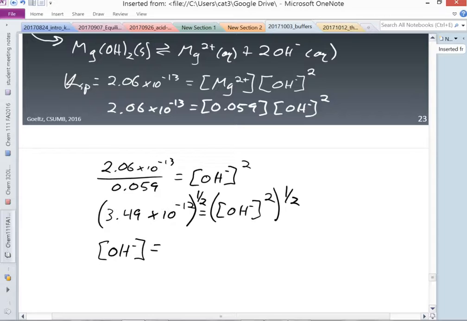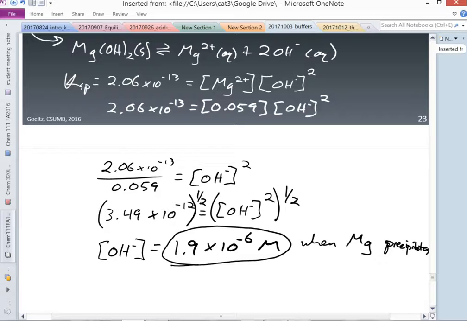How many sig figs should I have? 2. So the answer is about 10 to the -6 molar when magnesium, or more properly magnesium hydroxide, starts to precipitate. Why add that clause? Just solve for that number. Put another way, how do I know that that is true? How do I know that that's the concentration where magnesium precipitates?